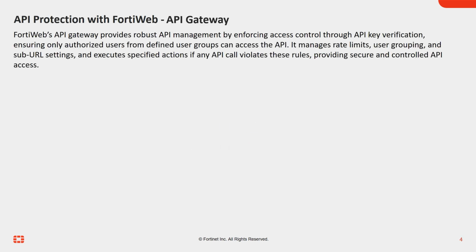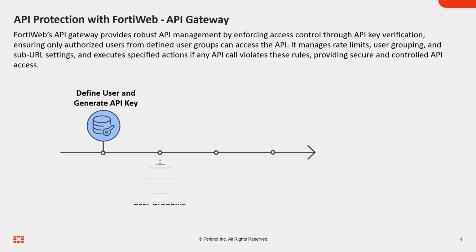FortiWeb's API Gateway provides robust API management by enforcing access control through API key verification, ensuring only authorized users from defined user groups can access the API. Configuring an API gateway requires three core components.